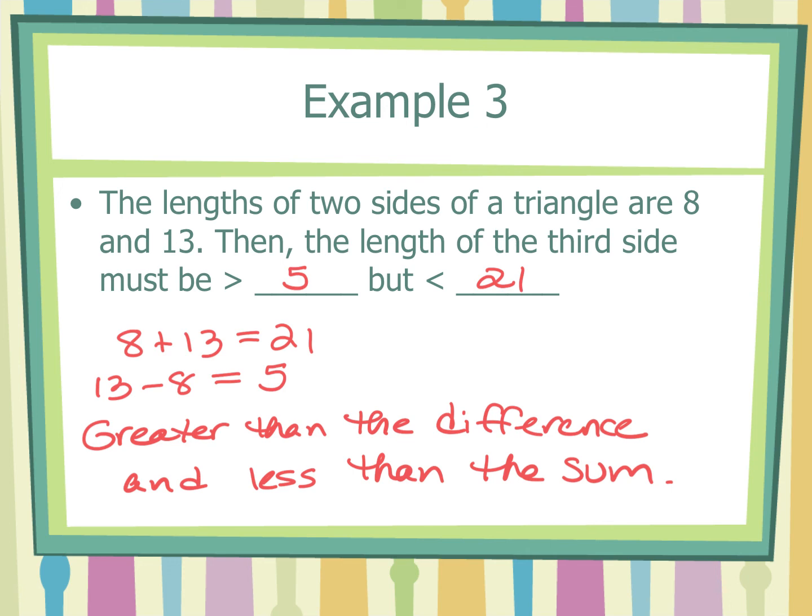So the third side could be 6. It could even be 5.5. Any number that's greater than 5 but less than 21. You can have fractions for your side lengths.